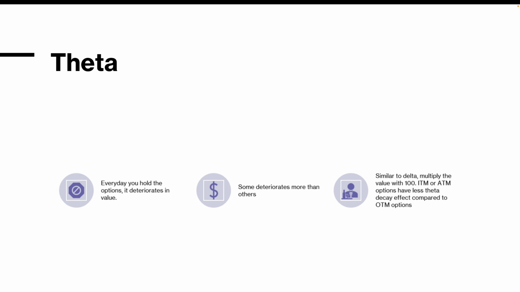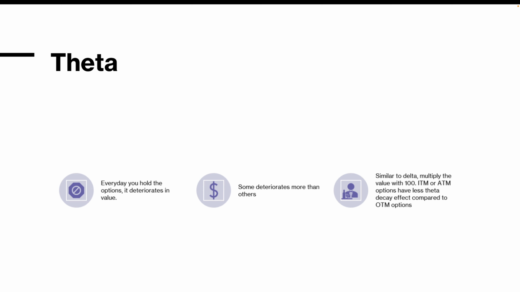It's the same concept when it comes to your options contract as well. Regardless of what options you hold, you are going to see some deterioration every single day as it passes by. How much will it deteriorate? That's what Theta tells you.